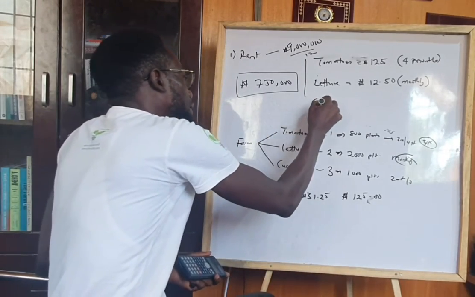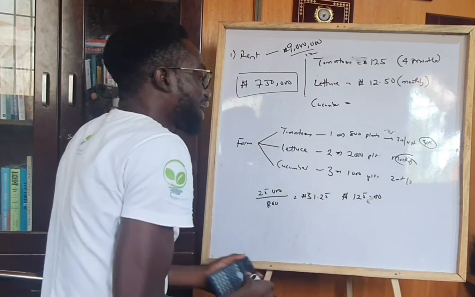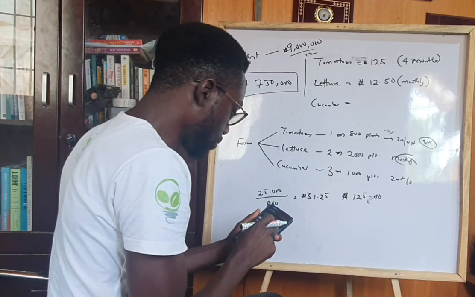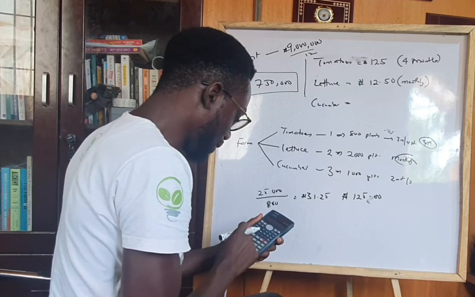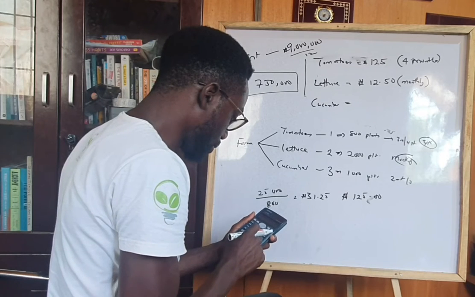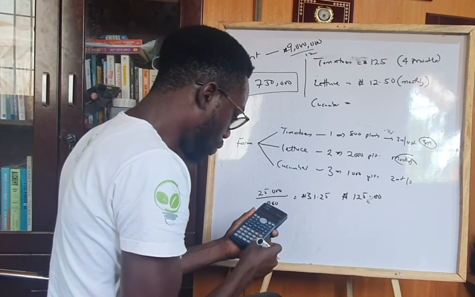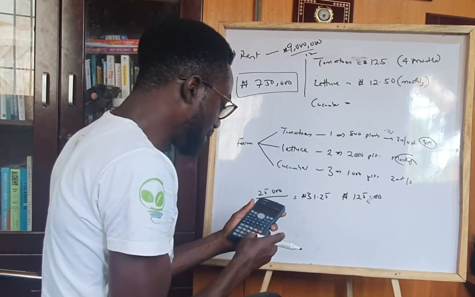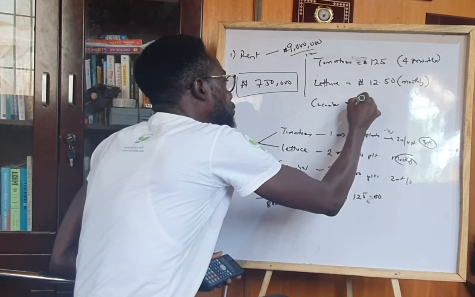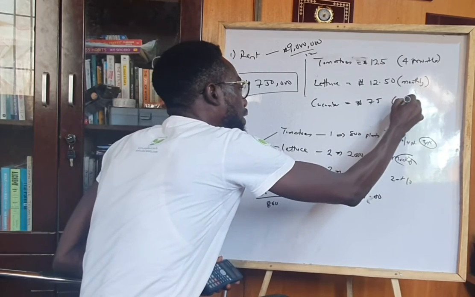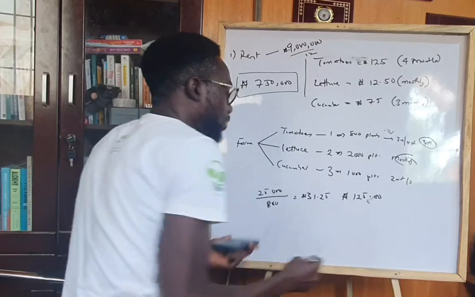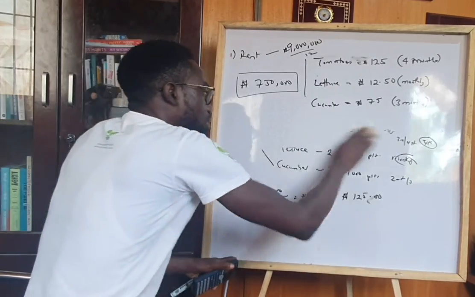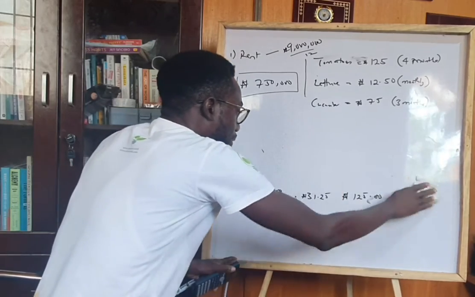Then my cucumber, I start harvesting in the 2nd month. Let's say I finish all my harvest in the 3rd month. So I will have 25,000 naira divide by 1,000 plants, 25 naira. But remember, it will be there for 3 months. So 75 naira for 3 months. This is the rent I am paying per plant.